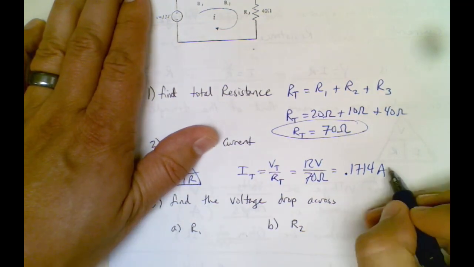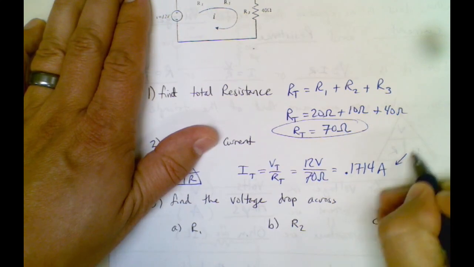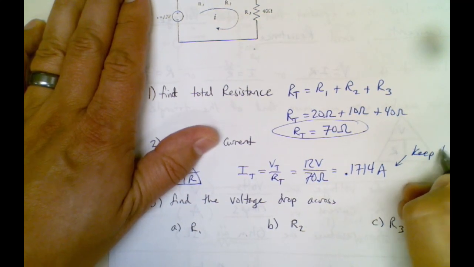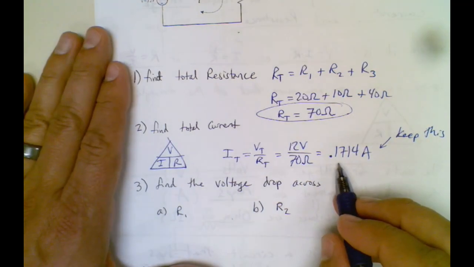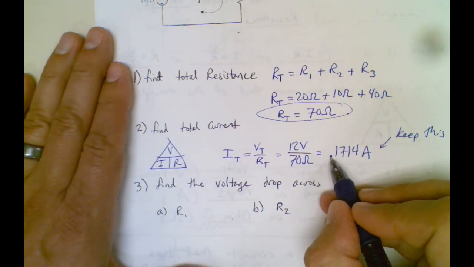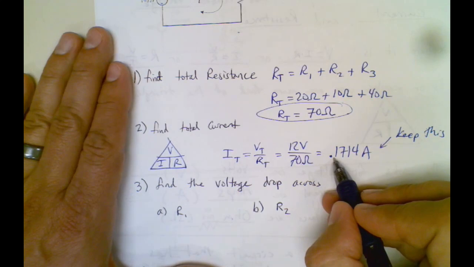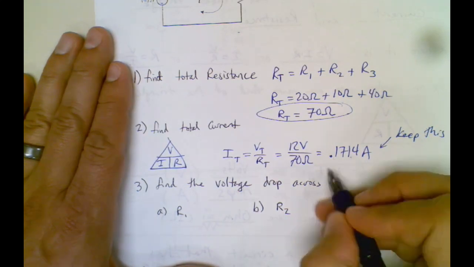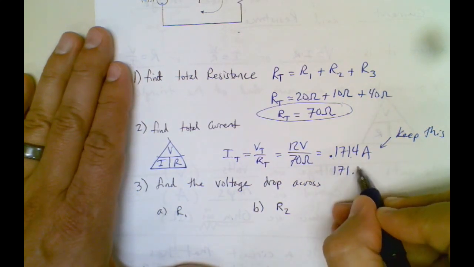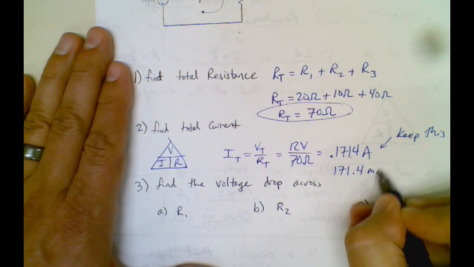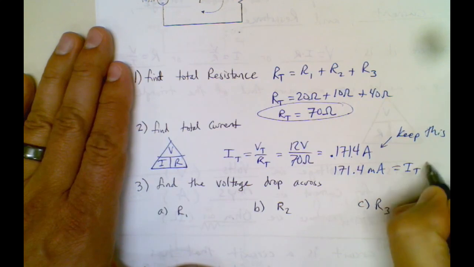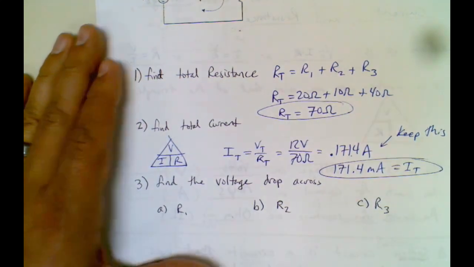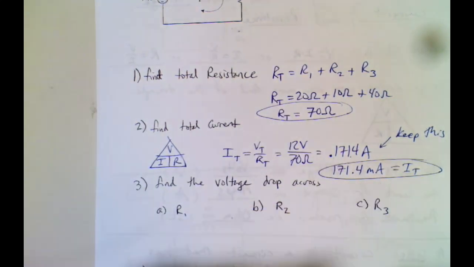Now I do want to keep this for later. However, I don't want to leave that as my answer because it's less than 1. So I want to move the decimal place over, 1, 2, 3. And it's actually 171.4 milliamps. Okay, so that's my total current. That's my answer. Always leave your answers in nice engineering form.